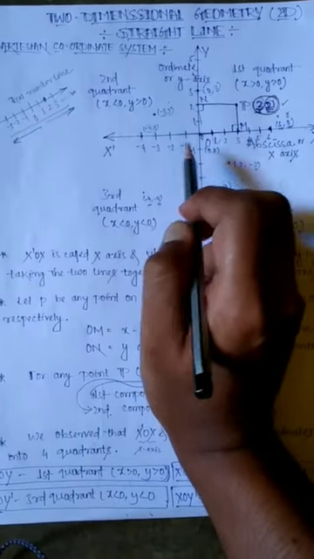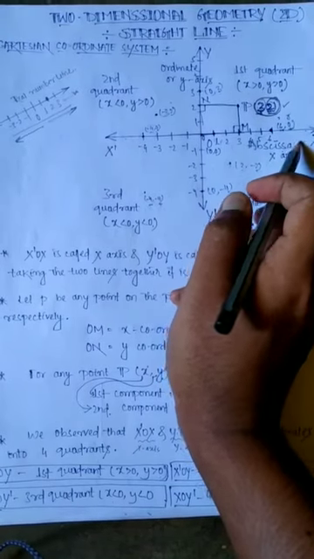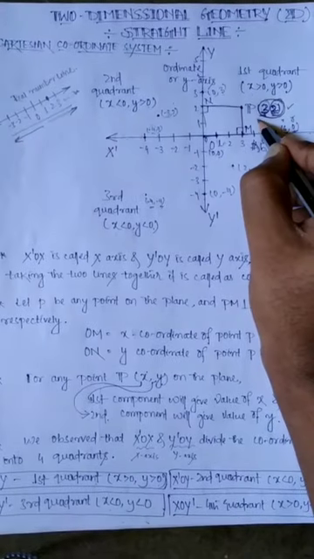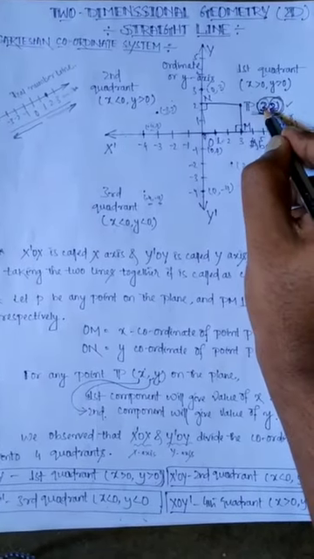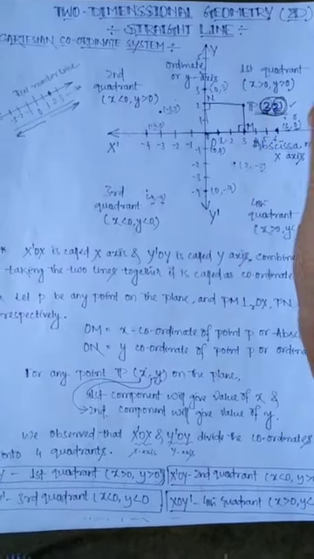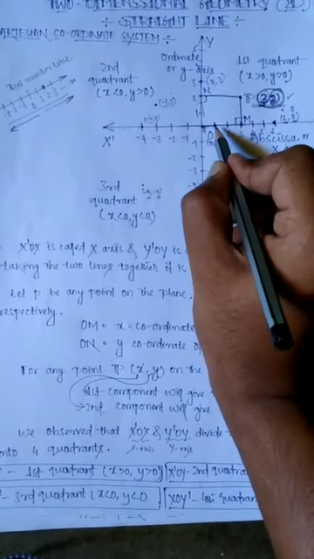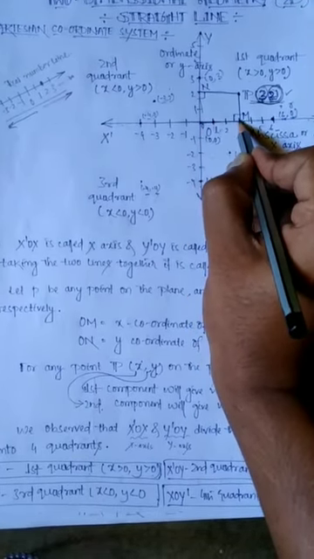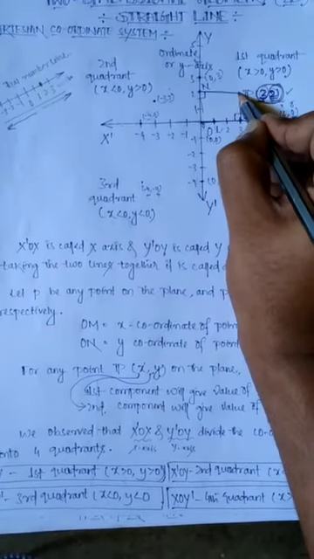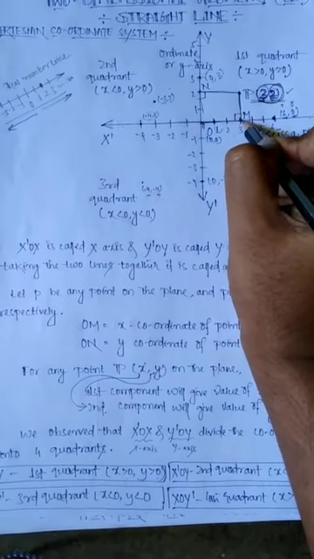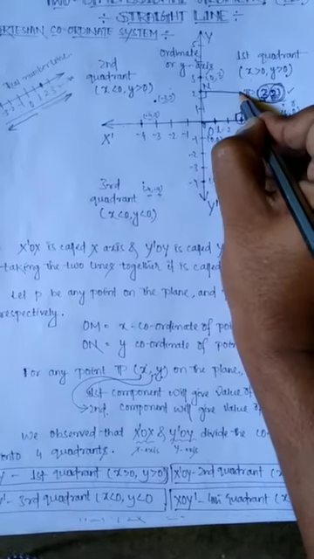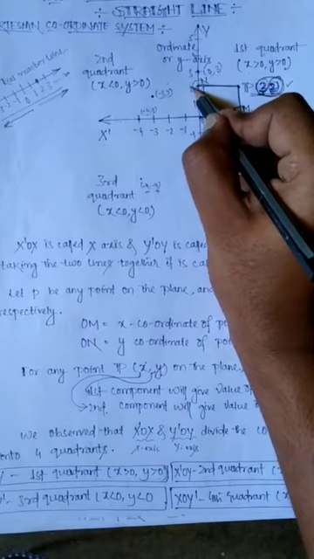Here X'OX is my x-axis, Y'OY is my y-axis, and P is any arbitrary point in the plane, and here I denoted it as (3, 2) because the position of P is such that in the x-axis I have a value 3 and in the y-axis I have a value 2. That means when from the point P I draw a perpendicular to the x-axis, it meets the x-axis at the point 3, and when I draw a perpendicular to the y-axis then it meets at 2.